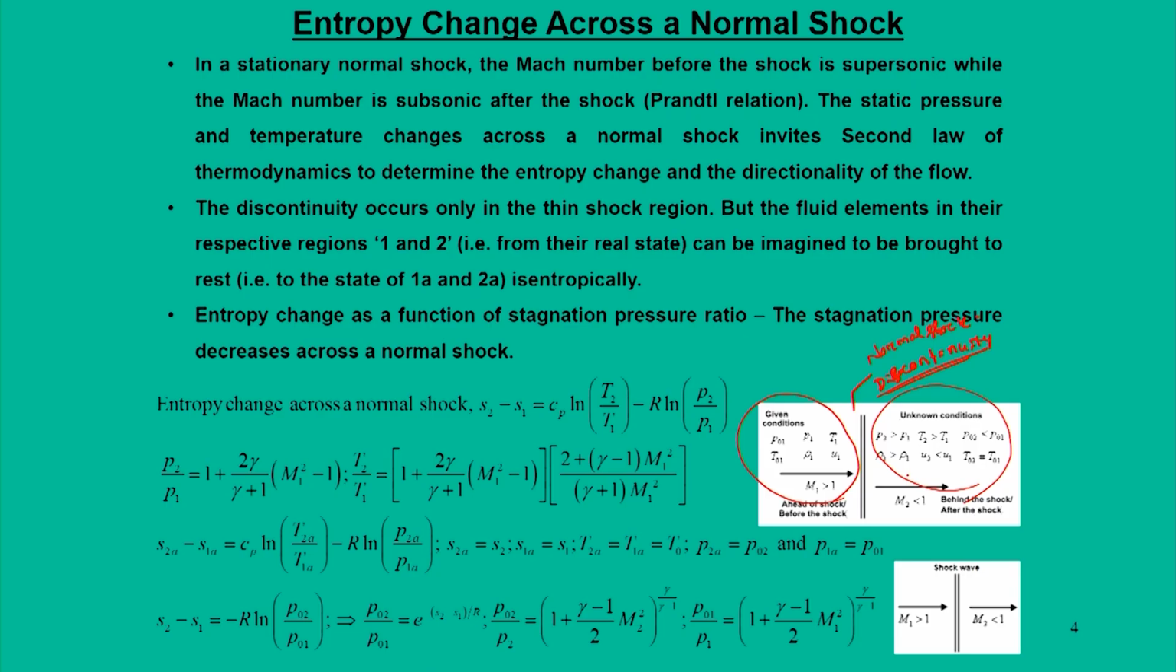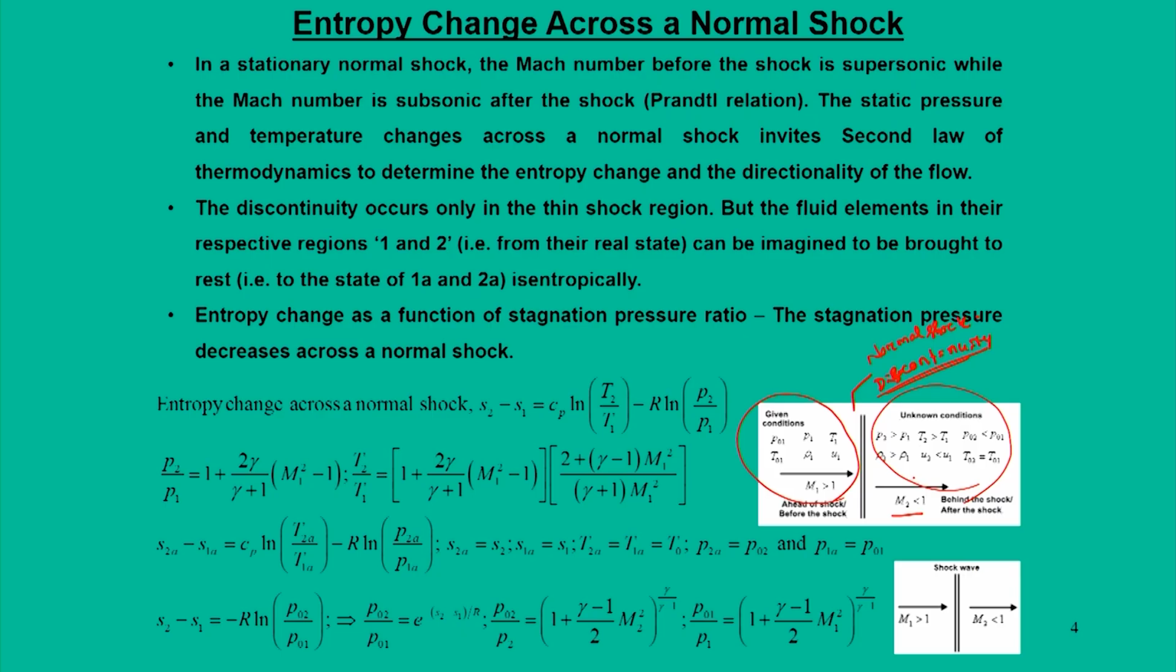But now, one piece of information was clear: the Mach number after the shock is always subsonic. Such information can also be related to entropy. Since we have pressure and temperature change across a normal shock, by the second law this must also have something to do with entropy change.